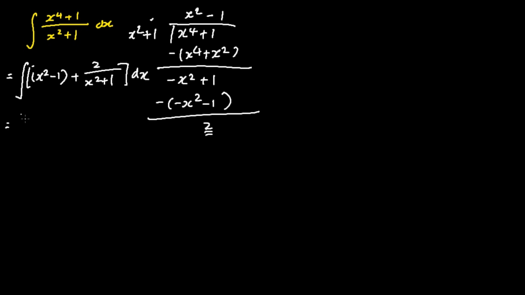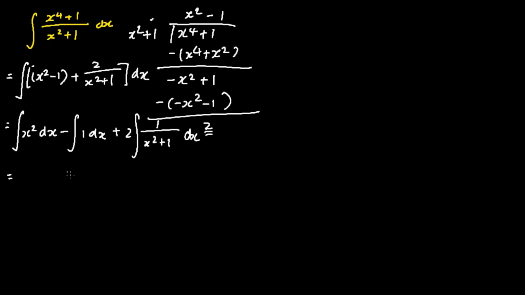For this part, we can split it up into 3 different integrals. The first integral will be the integral of x^2 dx. The second integral will be the integral of 1 dx. And the last integral will be the integral of 2 times 1 over (x^2 + 1) dx.